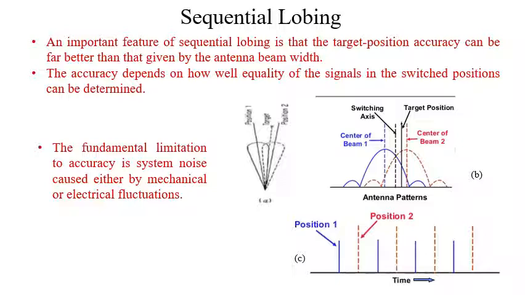An important feature of sequential lobing is that the target position accuracy can be far better than that given by the antenna beamwidth. The accuracy depends on how well the equality of the signals in the switched positions can be determined. The fundamental limitation to accuracy is system noise caused either by mechanical or electrical fluctuations.